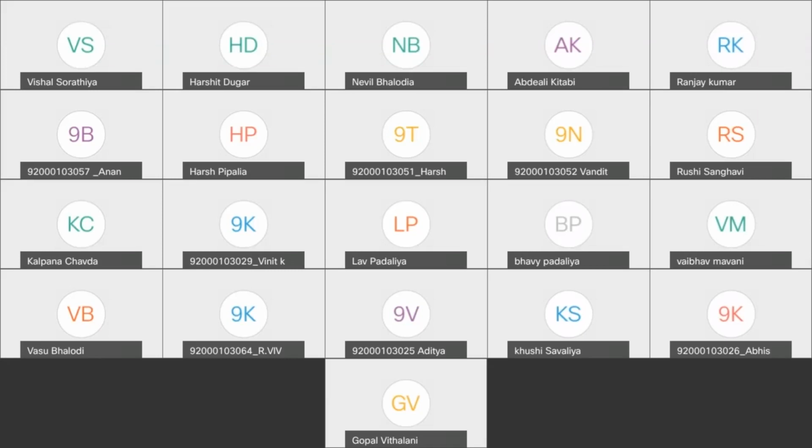Neville, Abdeli, Ranjay, Aditya, Abhishek, Vineet, Harsh, Vanditu, Anand, Vivek, Bhavya, Gopal, Harsh, Kalpana, Kushi, Love. Neville has completed the circuit. We will see if you are getting this type of waveform or not. Everybody just verify with this one, okay?